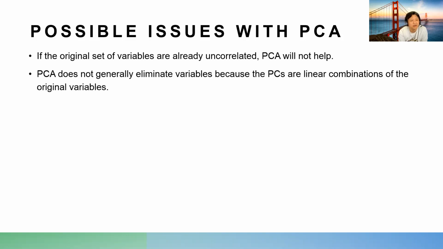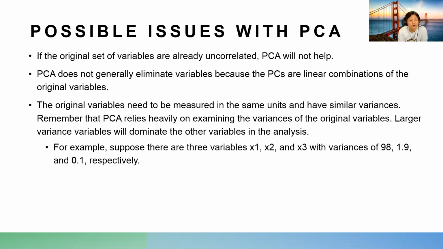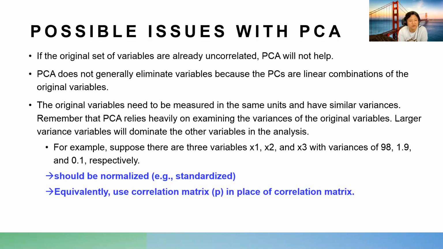And PCA does not generally eliminate variables because the principal components are linear combinations of the original variables. So PCA is a variable extraction method. This is not a variable selection method. So the original number of variables will not be reduced. Okay. And original variables need to be measured in the same unit, right? So you have to normalize, or you can use the correlation matrix in place of the covariance matrix.